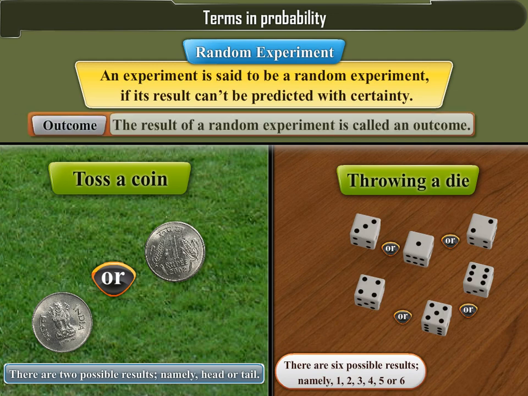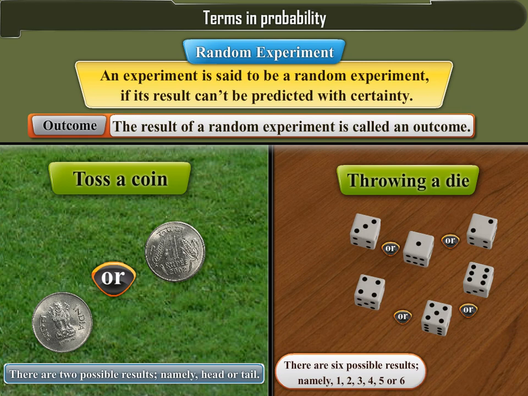Outcome. The result of a random experiment is called an outcome. We have just seen that when you toss a coin, there are 2 possible outcomes, head or tail. We also observed that if a die is thrown, there are 6 possible outcomes, that is 1, 2, 3, 4, 5 or 6.